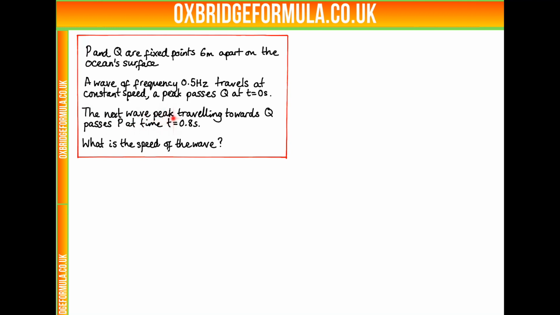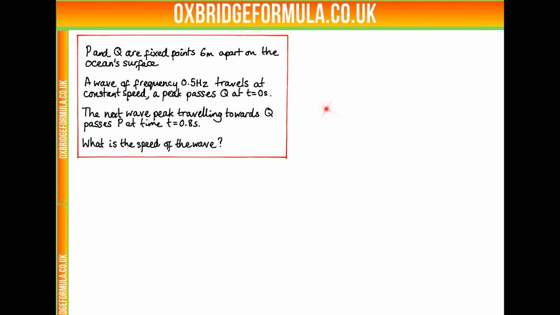The next wave peak travelling towards Q passes P at time t equals 0.8 seconds. So this peak that is the next one to reach Q will firstly hit P at t equals 0.8 seconds. So what is the speed of the wave?